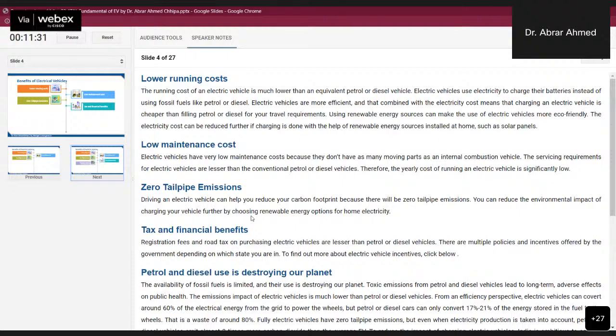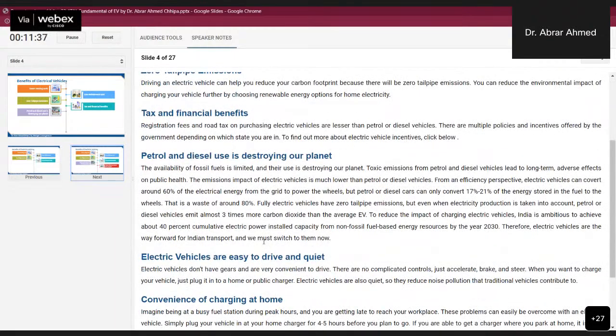Okay. And next is that petrol and diesel use is destroying our planet. As I have already discussed, from the efficiency perspective, the electrical vehicle can convert around 60% of the electrical energy from the grid to power the wheels. And if I talk about petrol or diesel, in this case, they can only convert 17 to 21% of the energy stored in the fuel to the wheel. So most of the part is dissipated as a loss. That is a wastage of around 80%. So it is more convenient to use electrical vehicles.